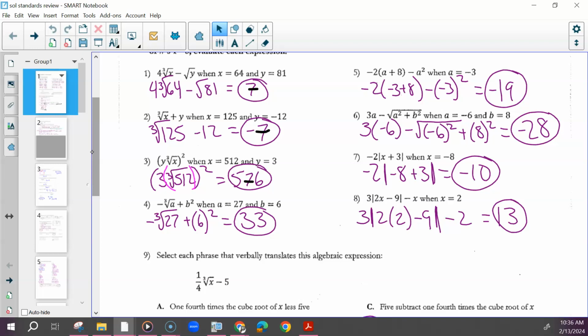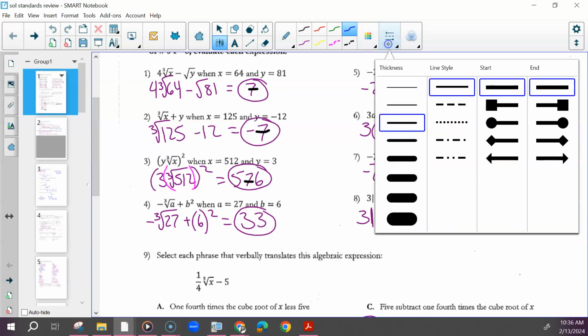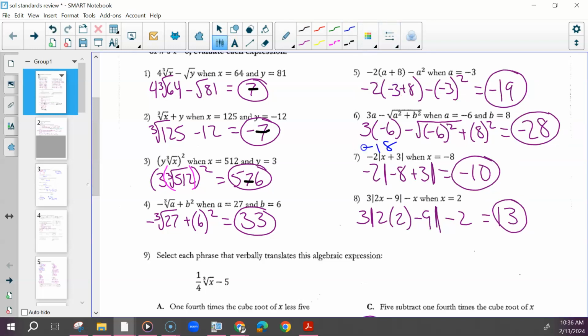Questions on those 8? Like how I got the answer to 6. How do you get negative 28? Because I get negative 20. So if I put negative 6 in here, this would give me positive or negative 18. And then make sure you're using parentheses. This would be positive 36.